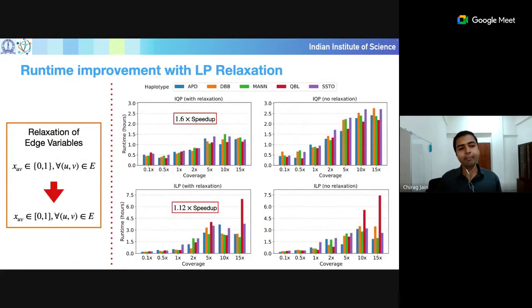As I mentioned earlier, we also optimize the integer programming framework by relaxing the edge variables. Here I'm showing you that relaxation helps. For example, in the quadratic programming framework, we get 1.6x speed up, and in the linear programming framework, we get 1.12x speed up using this variable relaxation. All these optimizations that we put in the integer programming ultimately helped us scale to these MHC sequences because we are working with millions of variables and a large number of constraints in this programming framework.